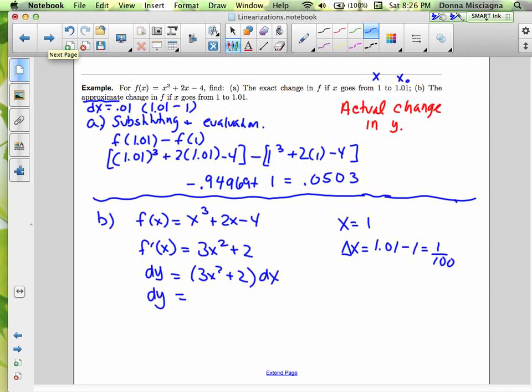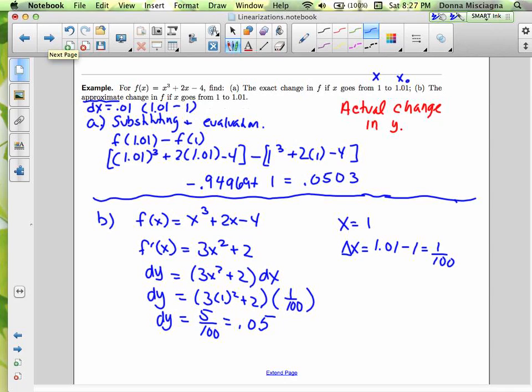All right, so now let's just plug everything in. So we've got 3 times 1 squared plus 2 times 1 over 100. That's going to be 5 over 100. I guess I should have made it in terms of a decimal, shouldn't I? Because that one's as a decimal. That's okay. We can easily make that back to a decimal. So that's going to be 0.05. I don't know about you, but that was less work. And I think 0.05 is close enough.